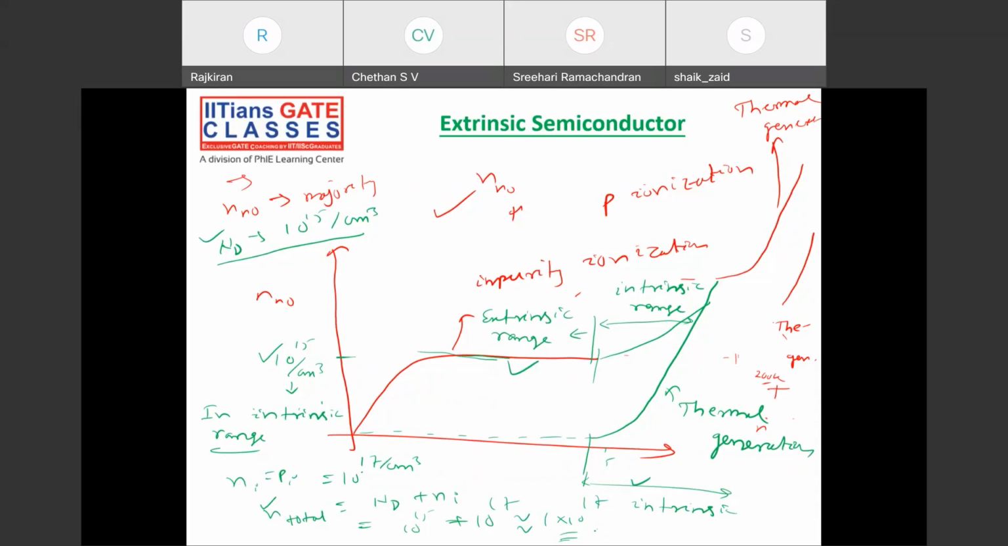So what is Pi? Pi is also equal to Ni. If you add 10^15 to 10^17, it is approximately 10^17 only. So after a certain temperature, we have entered the intrinsic range, where the total hole concentration equals the total electron concentration, equal to Ni. Before the intrinsic range, the electron concentration is given by the total donor impurity, Nd.